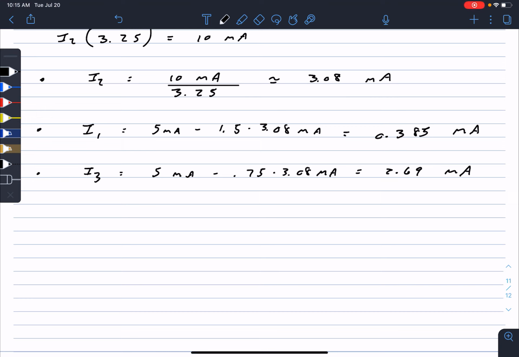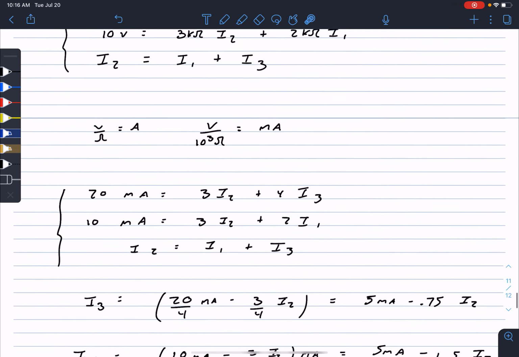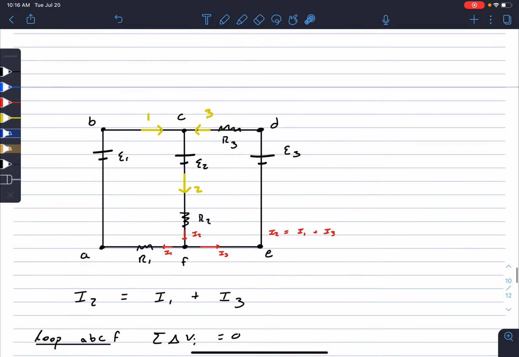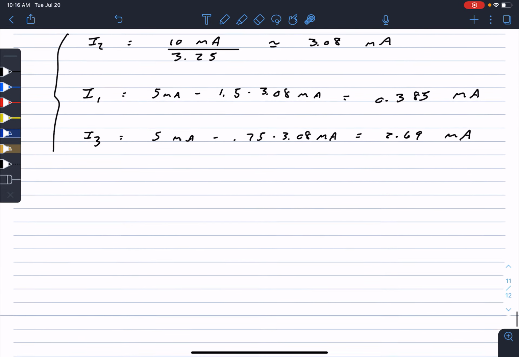So those are the three values of the currents that we were looking for. But it asks us to identify the current in each resistor. So I2, 3.08, is going through R2. I3 is going through R3. I1 is going through, sorry, I keep pointing to the battery. What I mean to say is I1 is going through R1. I1 through R1, I2 through R2, I3 through R3. So actually they're all labeled correctly.